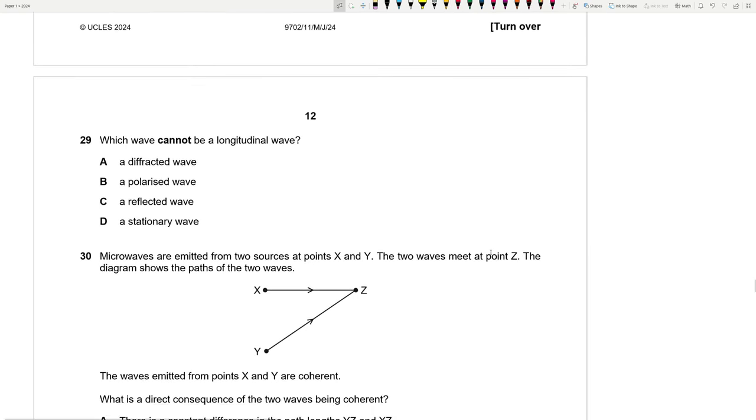Which wave cannot be a longitudinal wave? Okay, so longitudinal waves cannot be polarized. Polarization is a property of transverse waves.